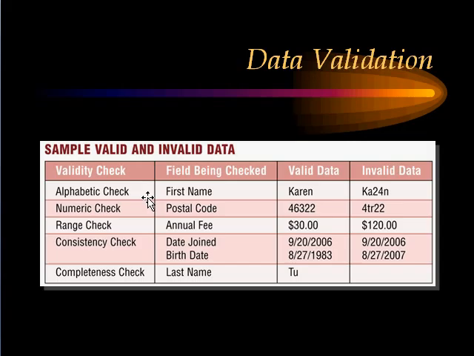Here are some examples of validity check. For example, the first name. It must be an alphabetic character. It cannot be K424N, so we can check for the fact that the first name comes from the alphabet. Postal code must be numeric. We can check for that. Annual fee cannot exceed, for example, a certain value. We can check for that as well. So these are some of the examples of validity check.